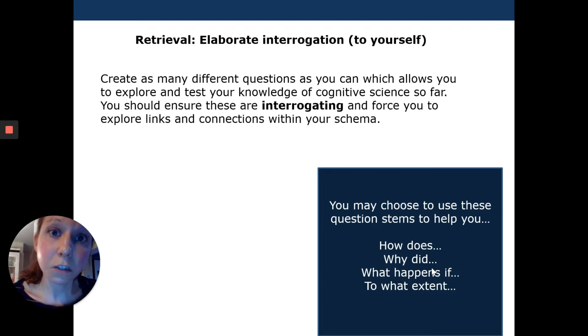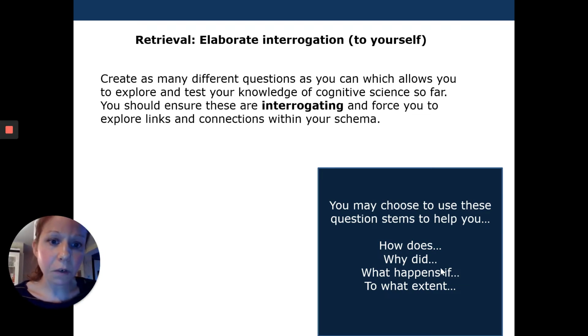You would ask the students, or in this case I'm asking you, to create as many different questions as you can which allow you to explore and really test that knowledge, and I've said of cognitive science. So anything we've done up to this point about memory and cognitive load and all of that, I would just ask you to design as many interrogative questions to yourself as you could.